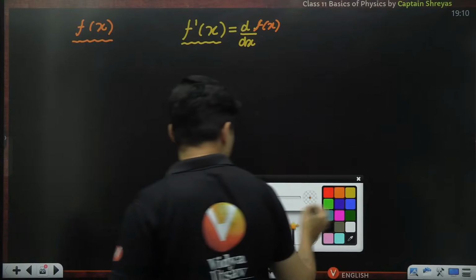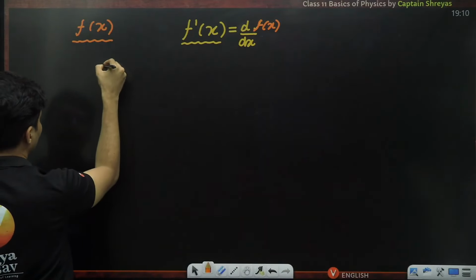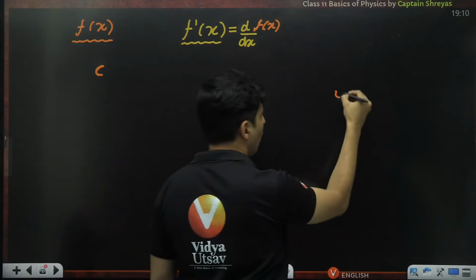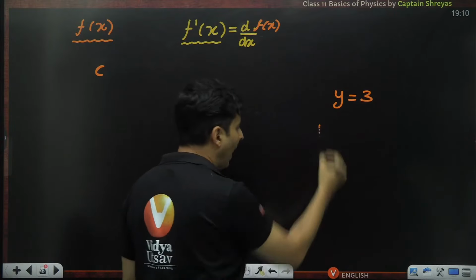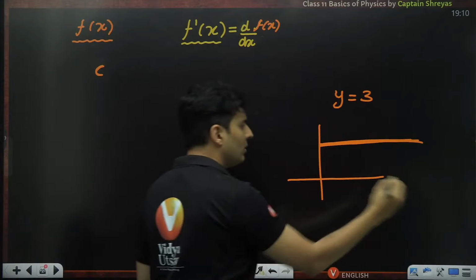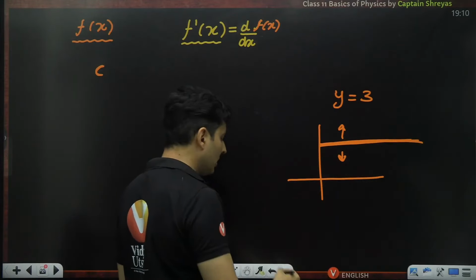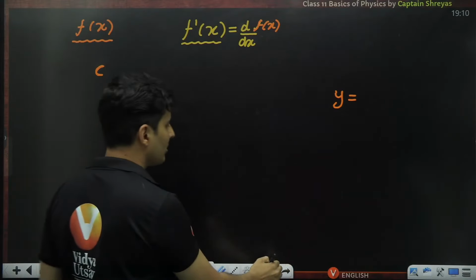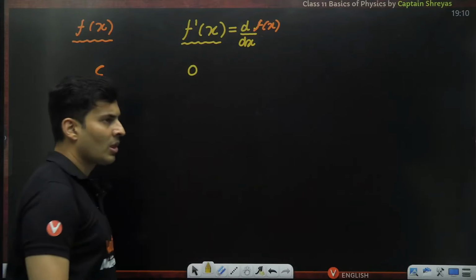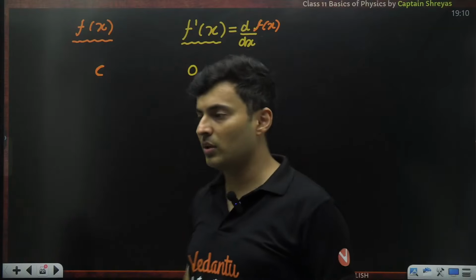So what is it, guys? Observe carefully. If you have a function which is basically a constant, think about it. Imagine I tell you, y is equal to 3. Y is equal to 3 means the graph will be a straight line like this, parallel to the x-axis. It's neither going up nor going down. The tangent drawn is horizontal, so the slope will be 0. So hence the derivative will also be 0. So for any constant function, the derivative is 0. Do you guys understand this concept?